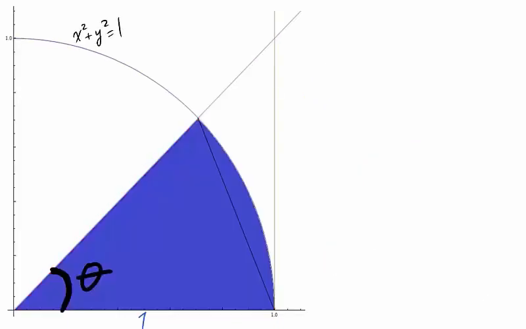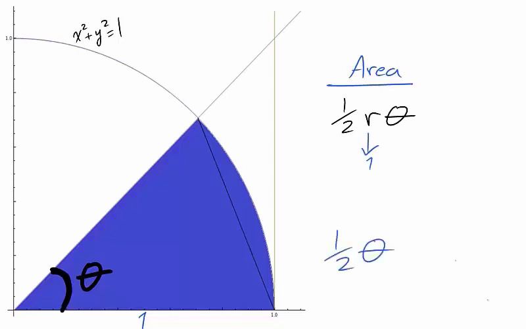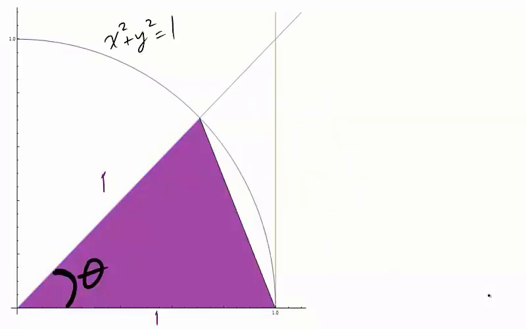We move to the area of the blue sector. Recall that the area of the sector of a circle is 1/2 times the circle's radius times the angle of the sector. The radius of the circle is 1, therefore the area of the blue sector is 1/2 times theta. Finally, the area of the purple triangle.